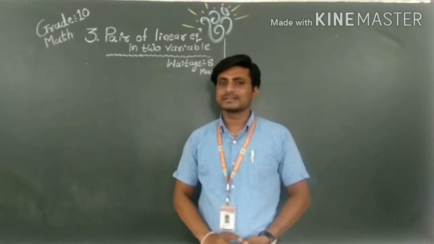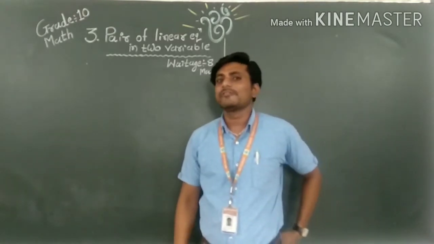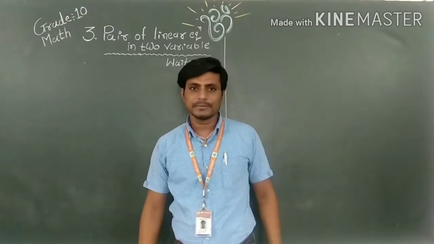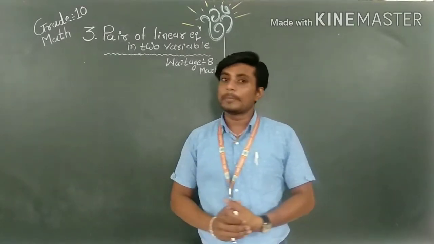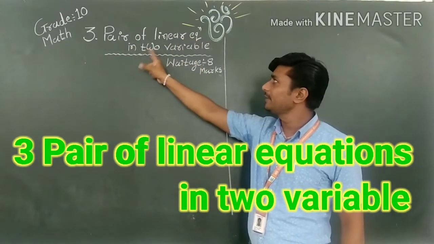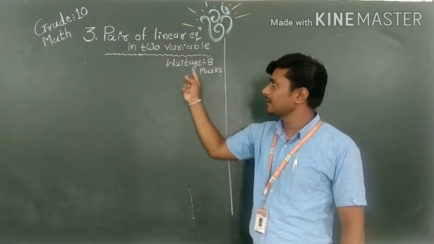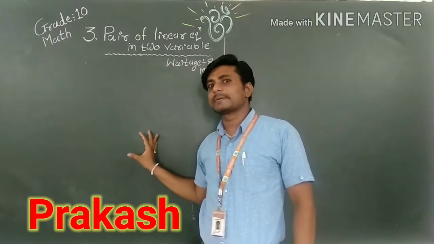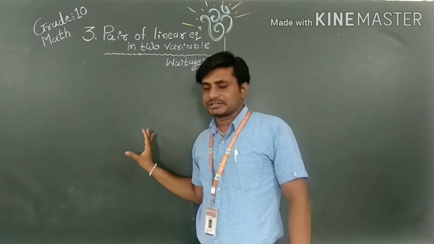Today we are going to discuss a new topic. In our previous video we finished the second chapter, polynomials, and I hope you all understood. Now let's move ahead. Today's new topic is the third chapter, pair of linear equations in two variables. The weightage of this chapter in the final exam is 8 marks. That means this chapter is very important for weightage.